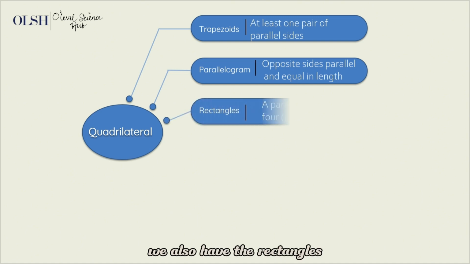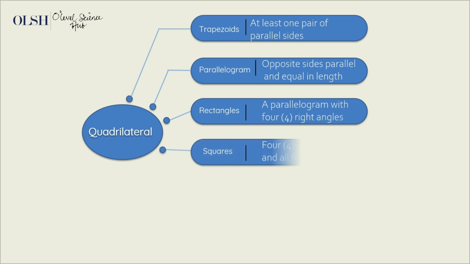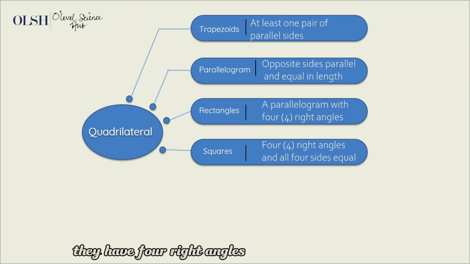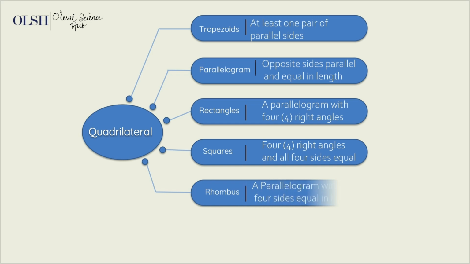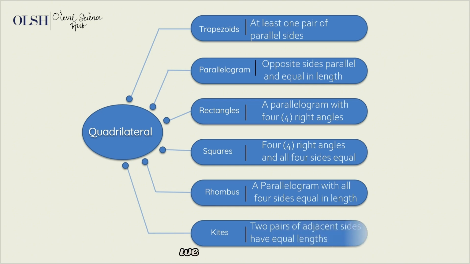We also have the rectangles. They are parallelograms with 4 right angles. We have the squares. They have 4 right angles and all 4 sides equal. The rhombus. It's a parallelogram with all 4 sides equal in length. We have the kites. They have 2 pairs of adjacent sides that have equal lengths.